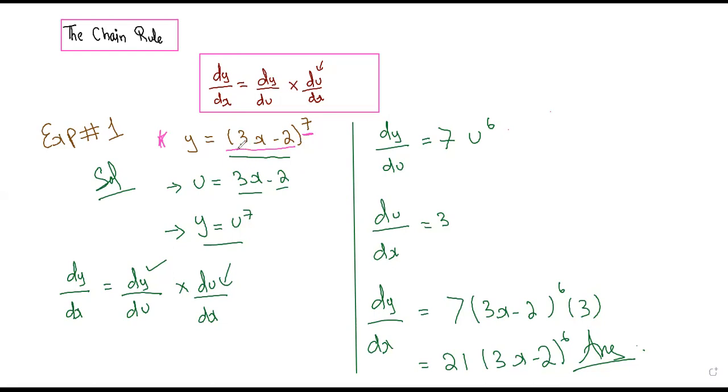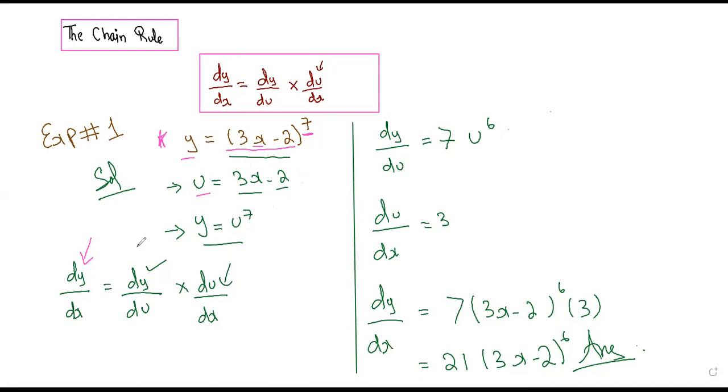We need to write down this bracket thing as u. So we write it down this way, u equals 3x minus 2. And now we have to write y in terms of u. So that would be y equals u to the power 7. That is it. What is the end goal? This is the end goal. We need to differentiate y with respect to x.